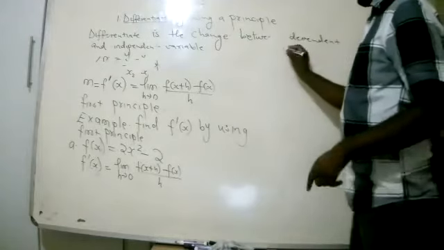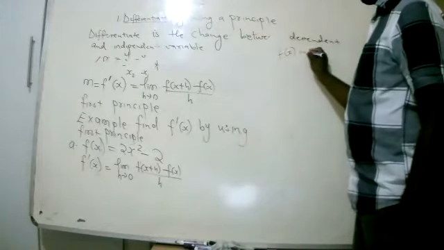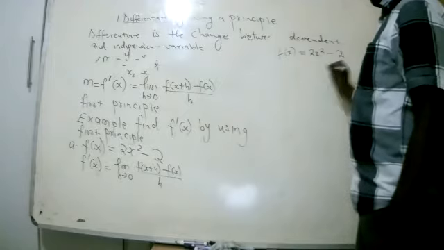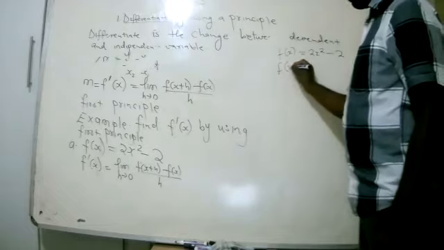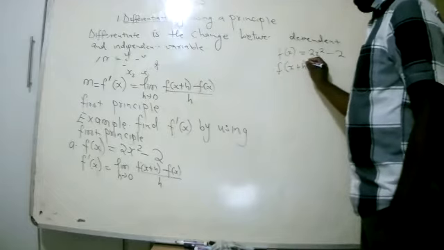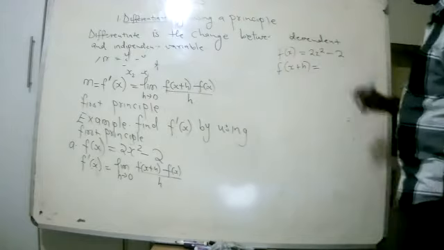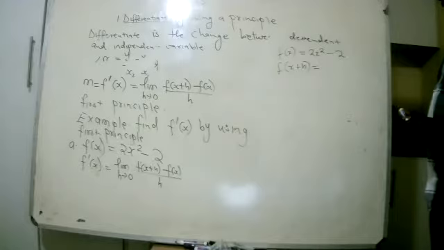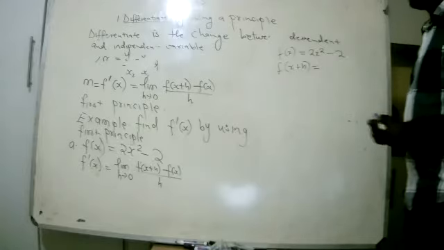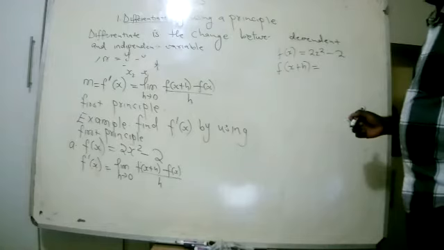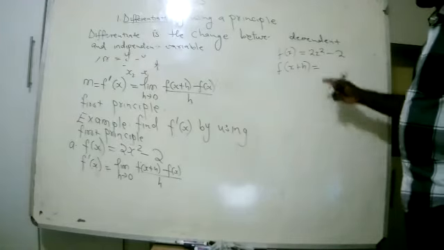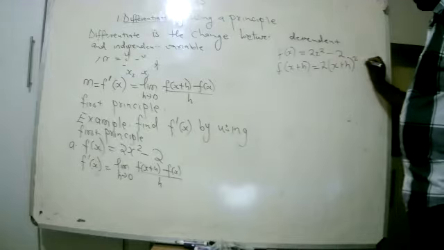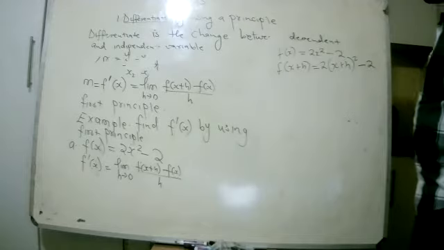At all times, f of x will be given. We have f of x equal to 2x squared minus 2. So from f of x, you must obtain f of x plus h. Can you tell me f of x plus h if we are given f of x equal to 2x squared minus 2? What is f? 2 times x plus h squared, minus 2, right?